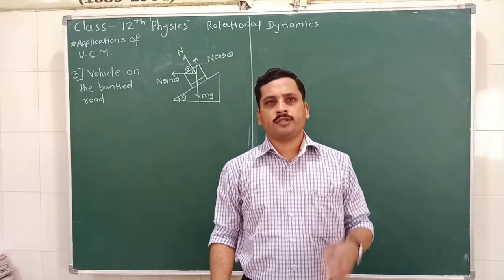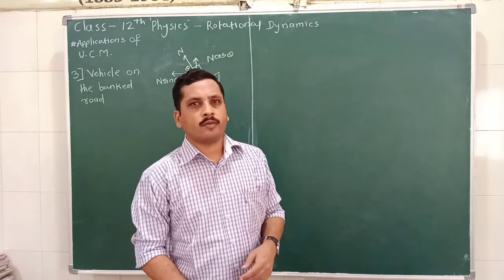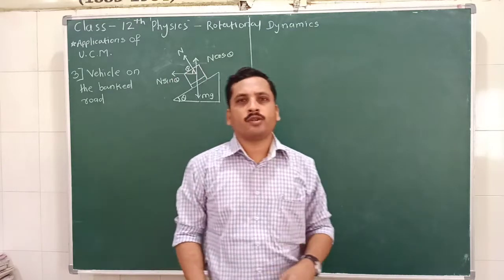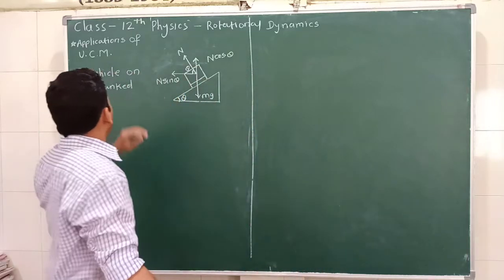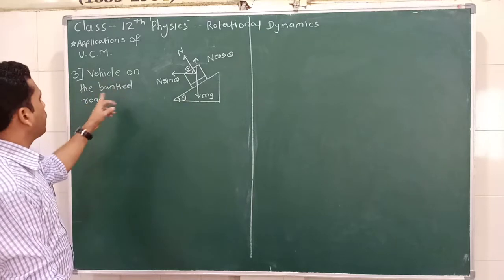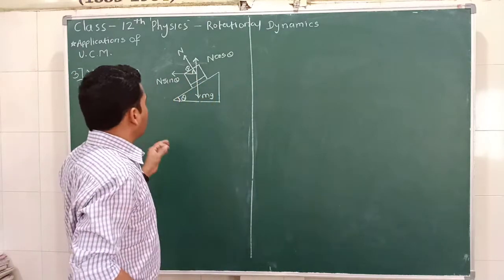Good morning, students. For the last two sections, we have been discussing the applications of uniform circular motion. Today, we are going to discuss the third application, which is a vehicle on a banked road. What is a banked road? What is the angle of banking?